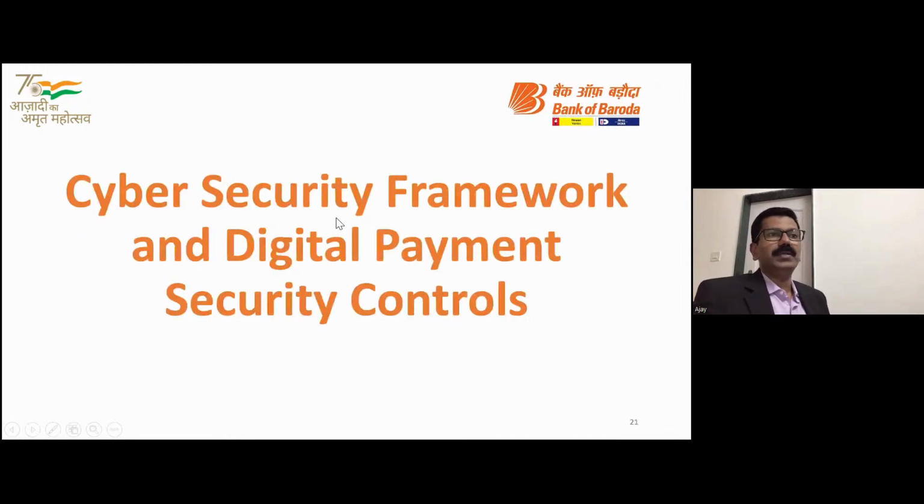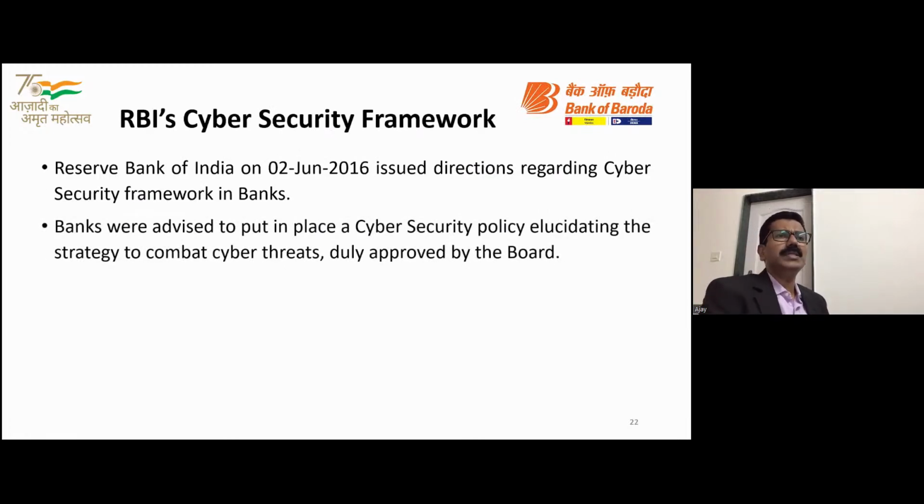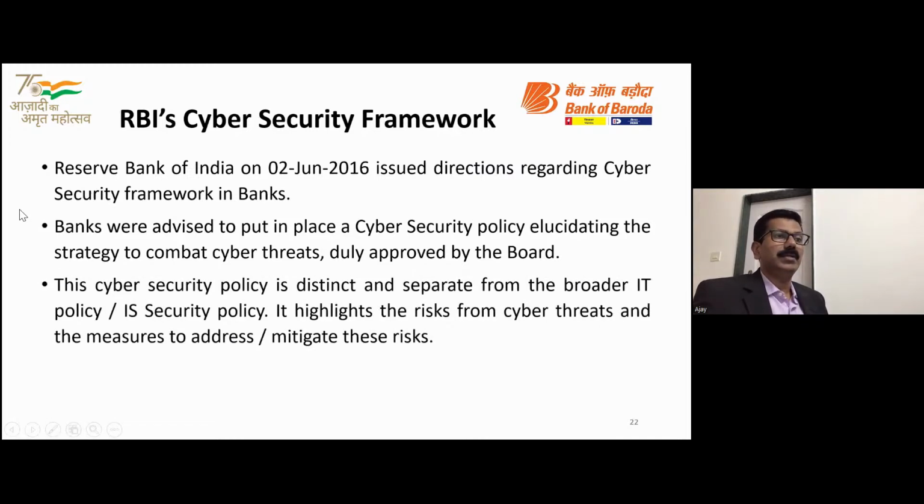But after seeing all these, RBI has come up with a digital security and cybersecurity framework. In 2016, RBI gave some directions regarding the cybersecurity framework in banks. The banks have to put in place a cybersecurity policy. That is the first and foremost thing, a cybersecurity policy to combat cyber attacks and cyber threats, approved by the board, which RBI mandated. They also clearly mentioned that the cybersecurity policy should be distinct from the IT policy or information security policy. It should be a specifically defined cybersecurity policy. It highlights the risk from cyber threats and major measures to address and mitigate this risk.